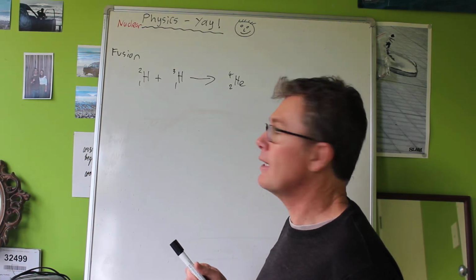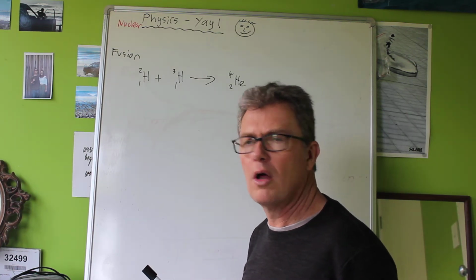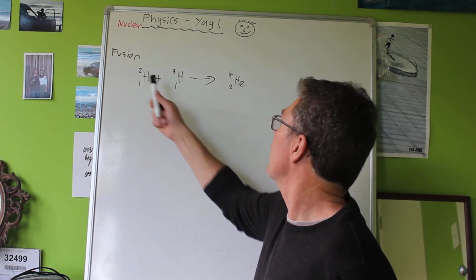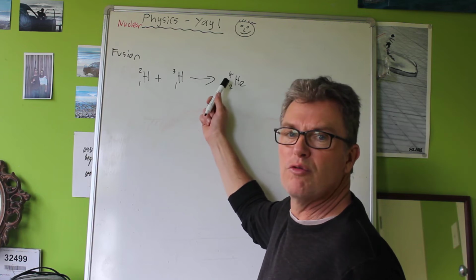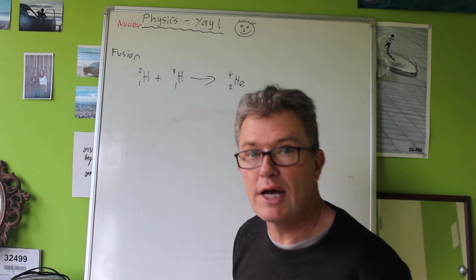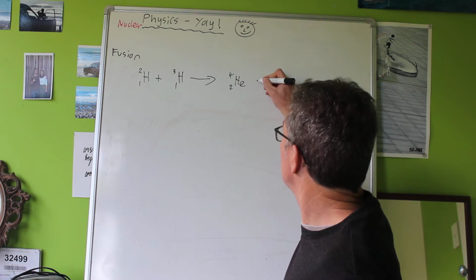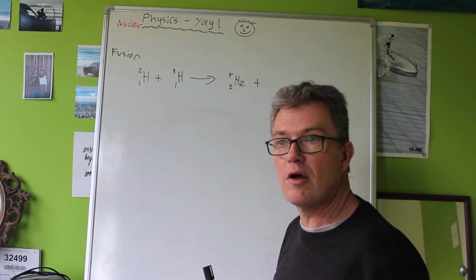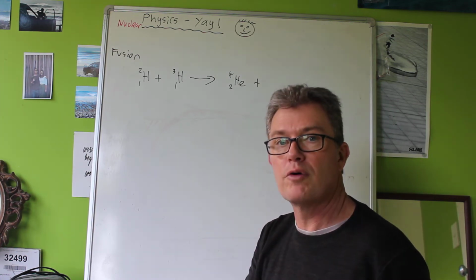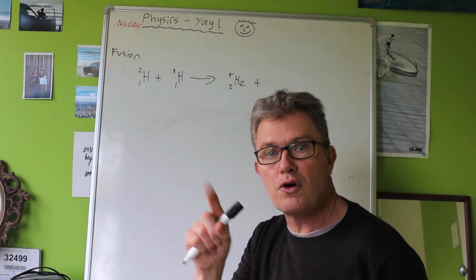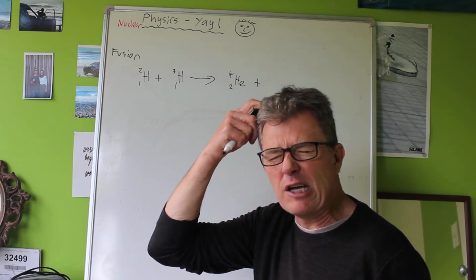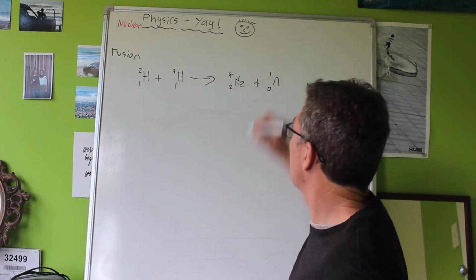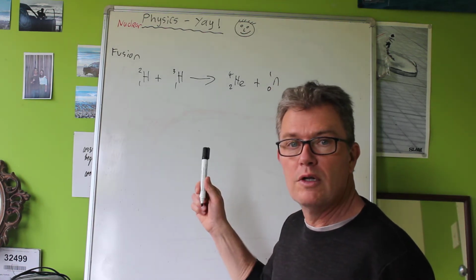But when you think about it, when you look at this, something's wrong. 1 plus 1 has to equal 2. Great, that happens. But 2 plus 3 does not equal 4. We actually have another product of this reaction, and it must be something with a mass number of 1 and an atomic number of 0. Something with 1 neutron and no protons. Now, what has 1 neutron and no protons? Tricky. Oh, I know. A neutron. So, neutron, 1, 0. See, there's an example of fusion.